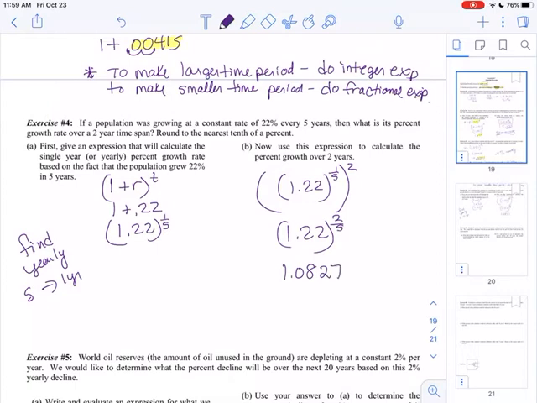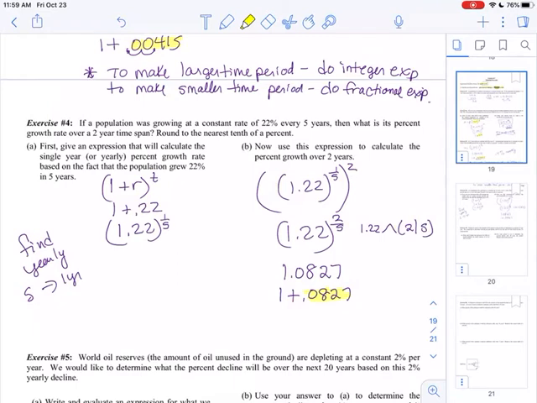Okay. And when you do that in your calculator, you're getting 1.0827. Okay, everybody should know how to do that exponent in your calculator. It's right above the division symbol. It's that little up arrow. And if I'm doing 2/5, you'd have to do that and do 2 divided by 5. Okay, so this is what's going into your calculator, 1.22, that little up arrow to get the exponent, 2/5.